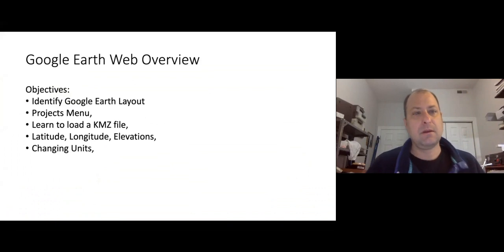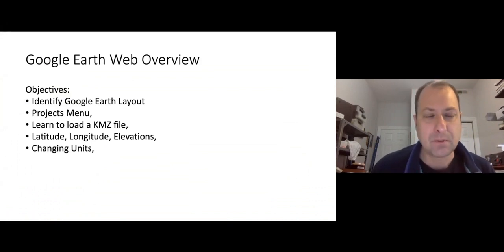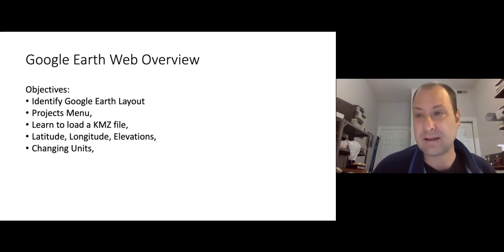So the objectives here are just to identify the Google Earth layout. We're going to go through the projects menu because that's really one of those tools you're going to use for these labs. I'll talk to you about how to load a KMZ file, what that is. And then the key with Google Earth is we're using it to actually collect data. Okay? And we're using these data for doing analyses of the Earth's surface. In this case, latitude, longitude, and elevations. Distances can also be included there.